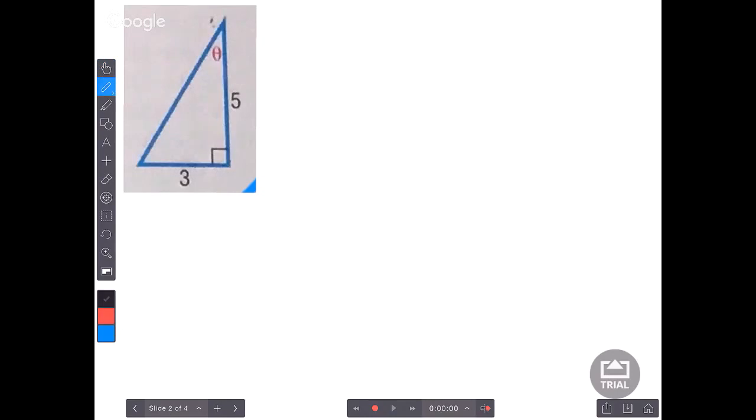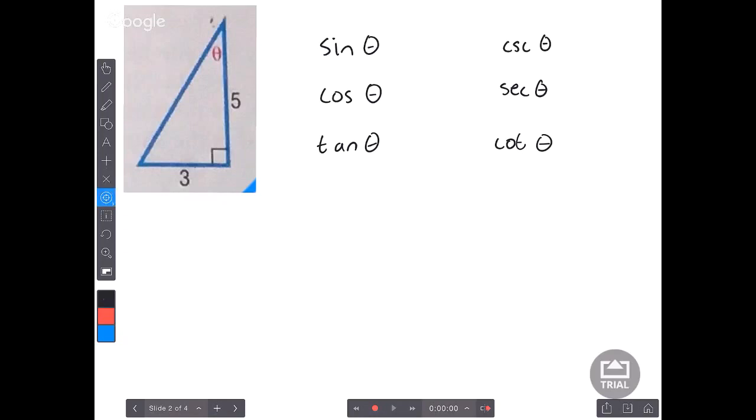So the 6 trigonometric functions are sine of theta, cosine of theta, tangent of theta, cosecant of theta, secant of theta, and cotangent of theta. And right away, looking at sine of theta, I know sine of theta is the opposite side over the hypotenuse. And I can see that I'm missing the hypotenuse. I need to know it.